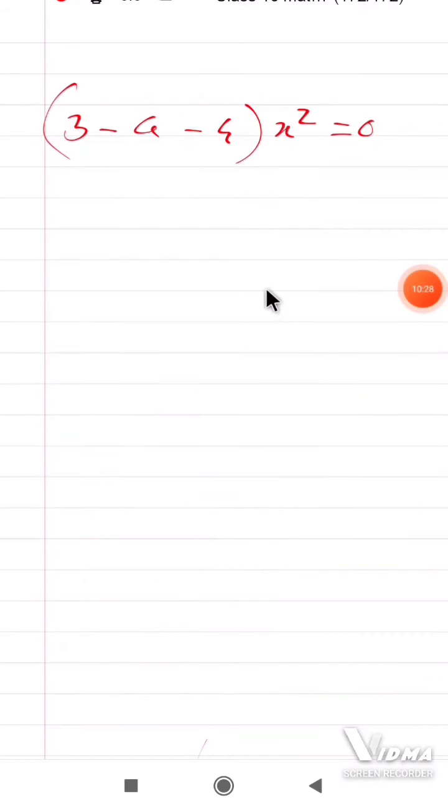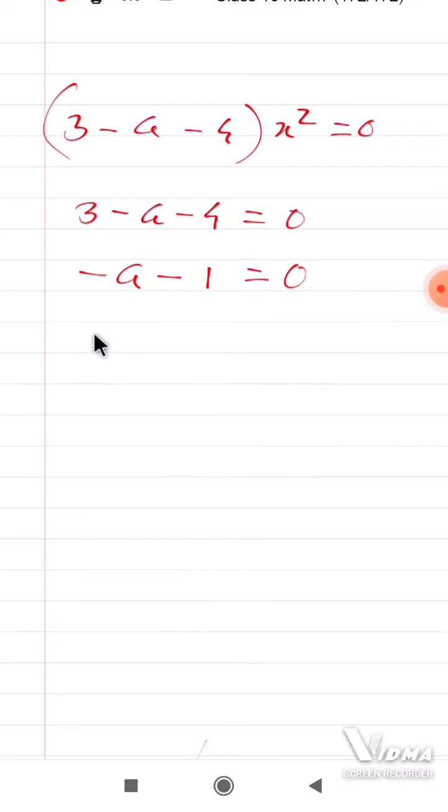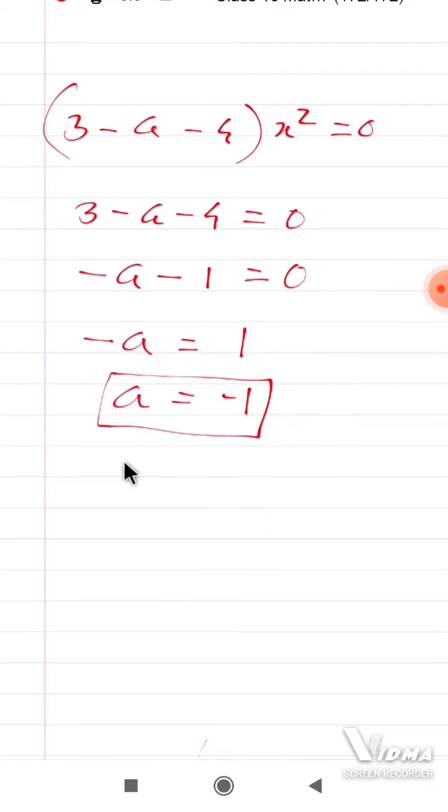When (3 minus a minus 4) into x square equals 0, you transpose x square to the right side, it becomes 0, and you get 3 minus a minus 4 equals 0. When you simplify 3 minus 4, it is minus 1, so minus a minus 1 equals 0. You get minus a equals 1, that means a equals minus 1. So the value of a we just found is a equals minus 1.